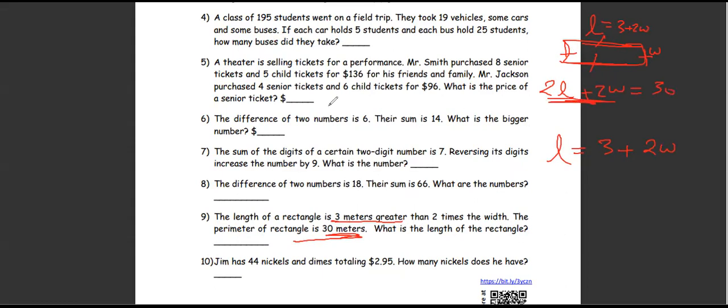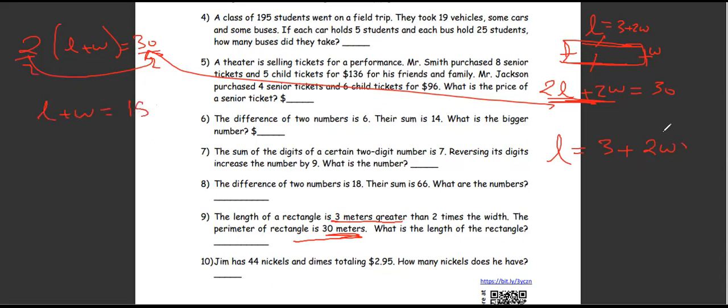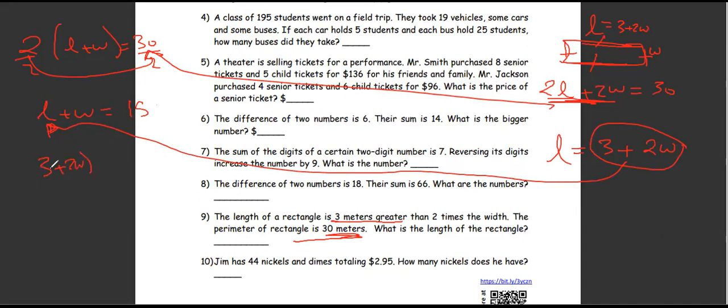Or let's take 2 as a common factor. So 2 times L plus W equals 30. Let's divide both sides by 2. So L plus W equals 15. And we have here L is 3 plus 2W. So let's plug in L here. So 3 plus 2W plus W equals 15. 2w plus w is 3w, so 3 plus 3w equals 15. Move this to the other side by the negative sign, so 3w equals 12, w equals 4. So the width is 4.